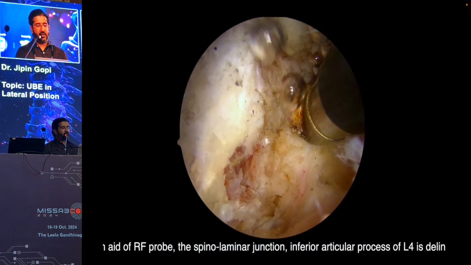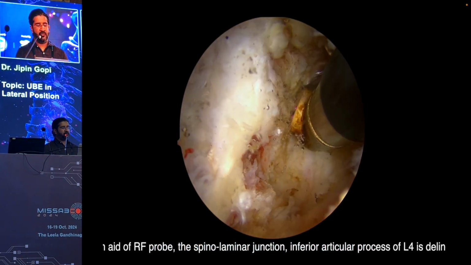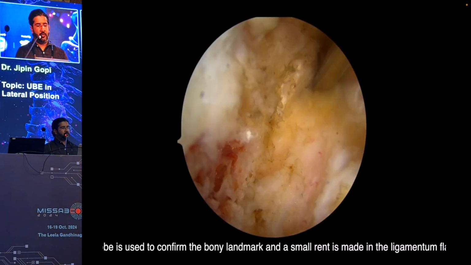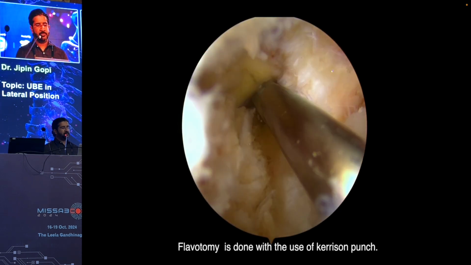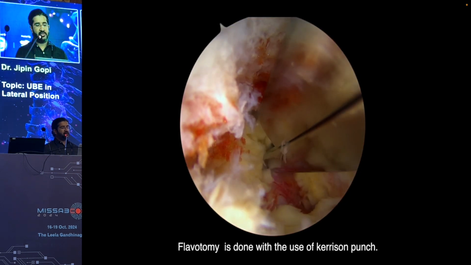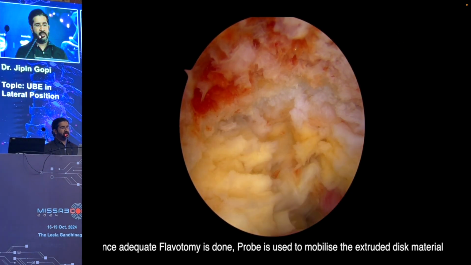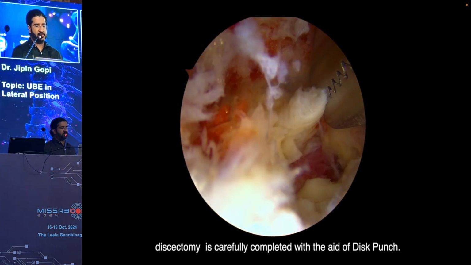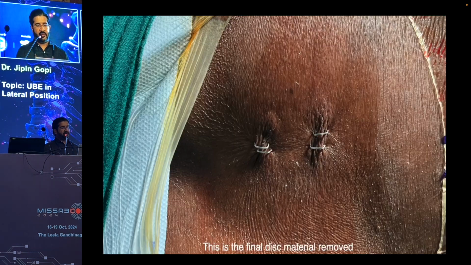With the aid of an RF probe, the spinolaminar junction and the inferior articular process of L4 are delineated. Levels are reconfirmed. With the probe, confirm the bony landmarks, and a small dent is made in the ligamentum flavum. Flavotomy is done with a Kerrison punch. Once adequate flavotomy is done, the disc material is extruded out and discectomy is carefully completed with the aid of a disc punch. This is the final disc material removed.